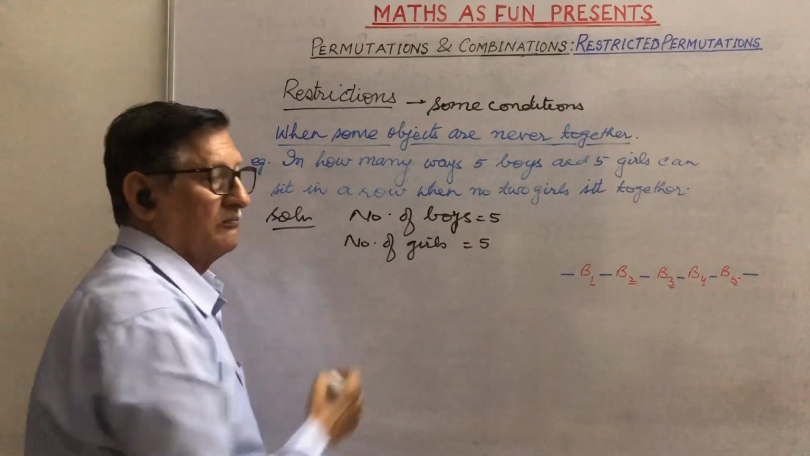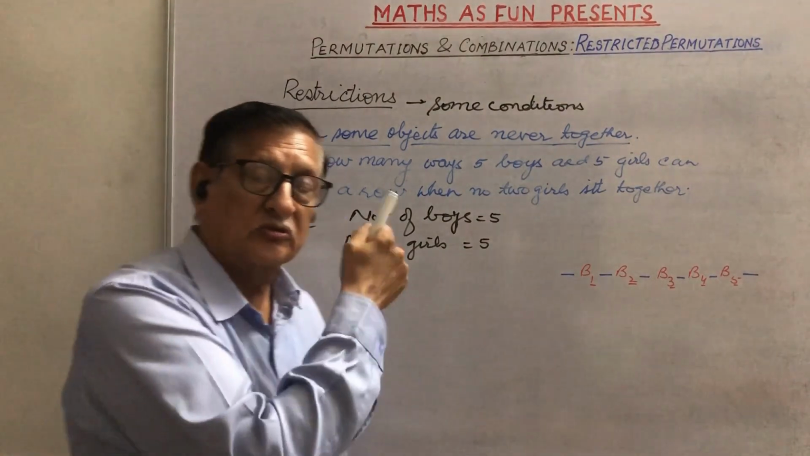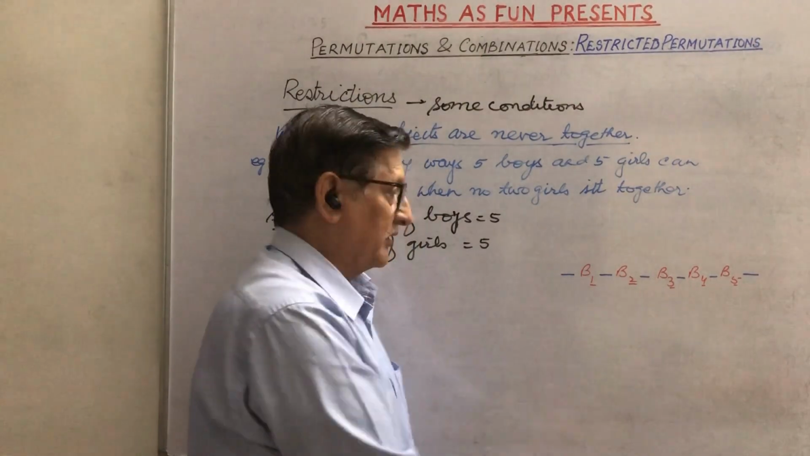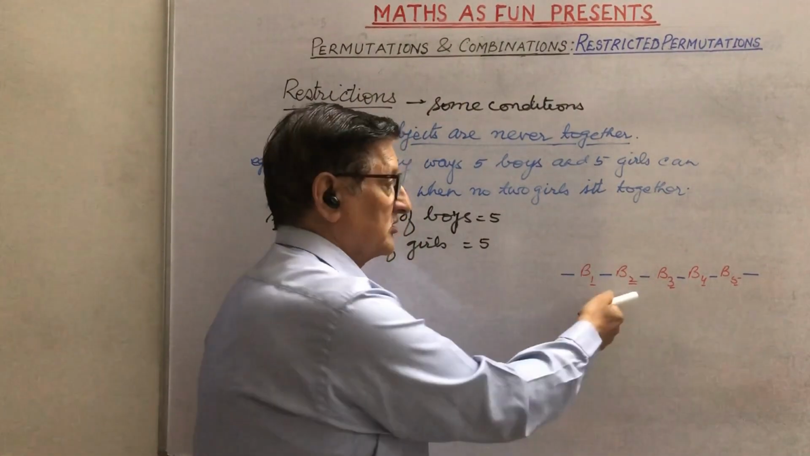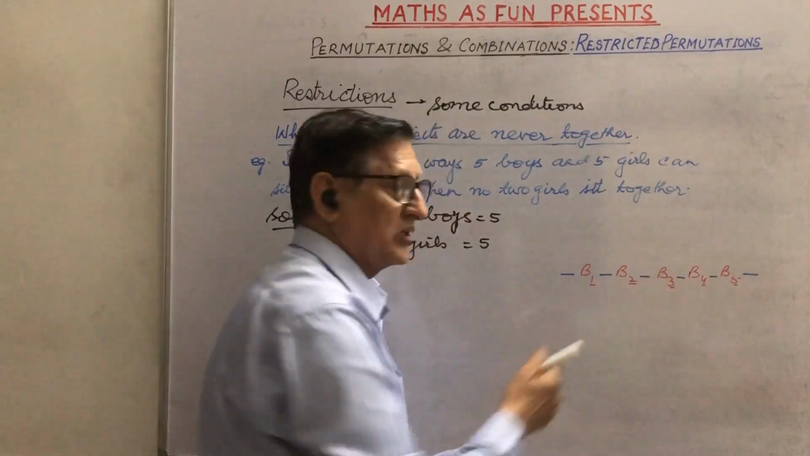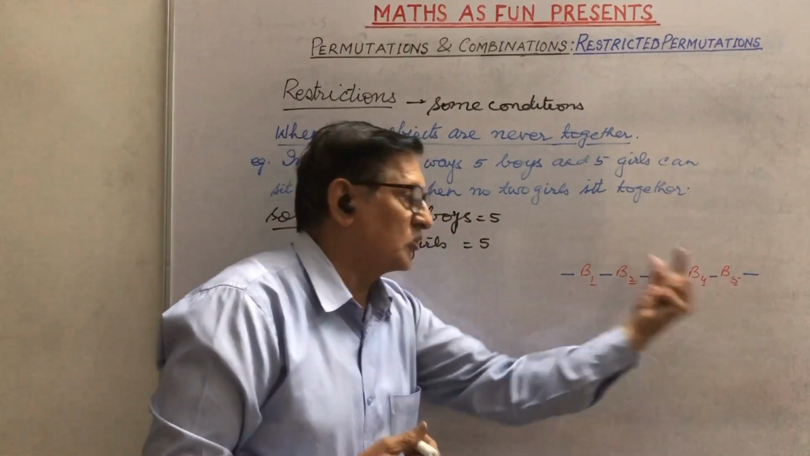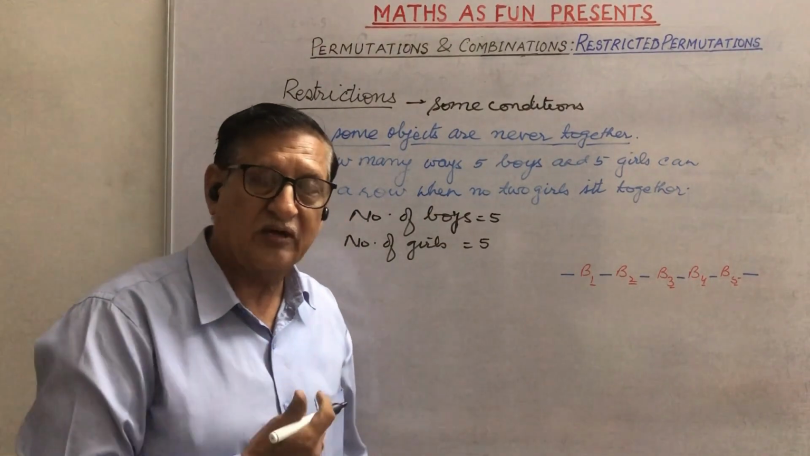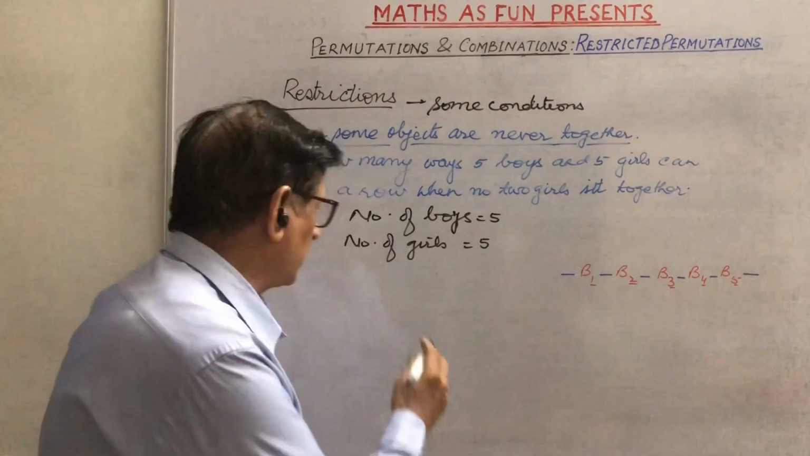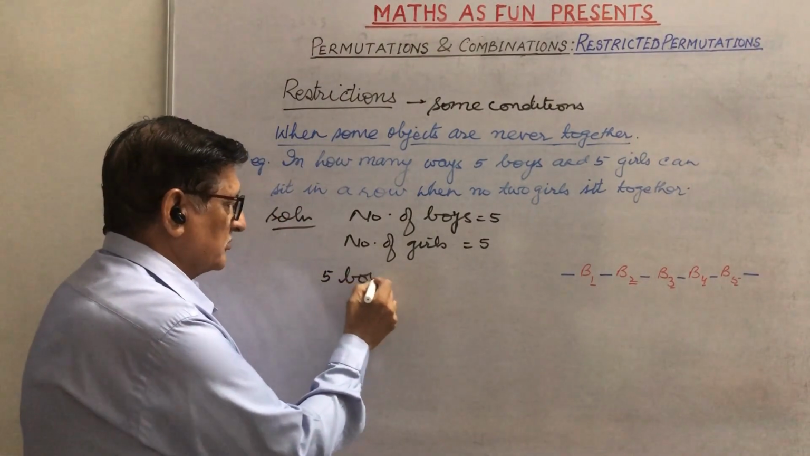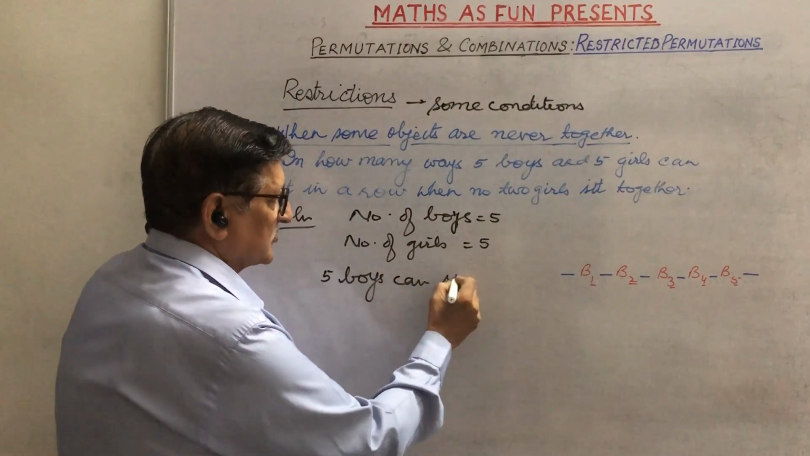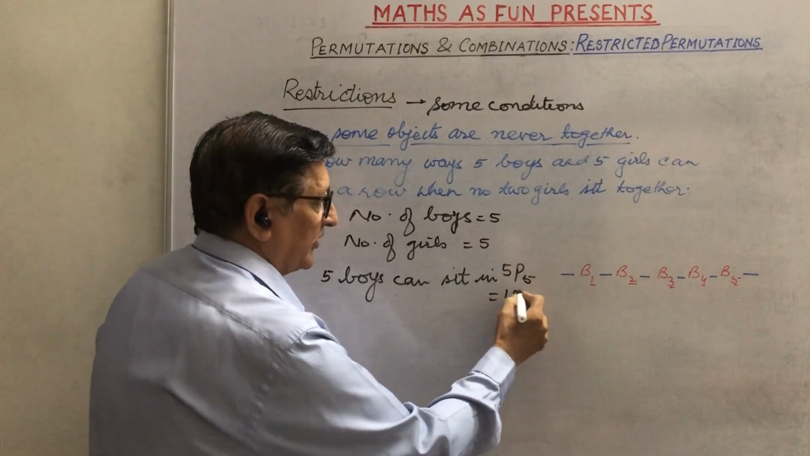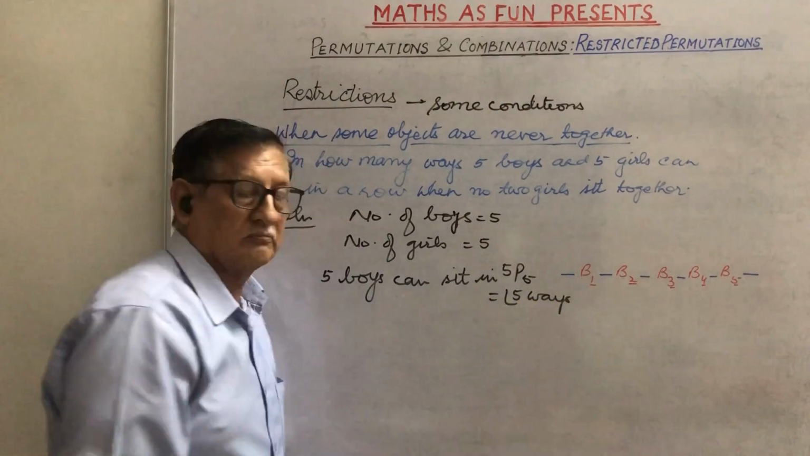When we know that girls are not to sit together, we will first find the places for the boys. This is the first place for a boy, second place, third place, fourth place and fifth place. These 5 places are to be occupied by the boys. In how many ways can we do this? 5P5 or factorial 5 ways. So we can write: 5 boys can sit in 5P5, or you can say factorial 5 ways.